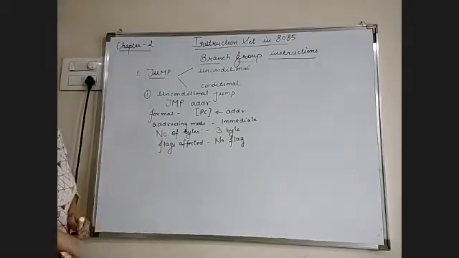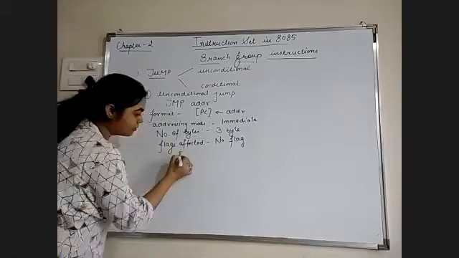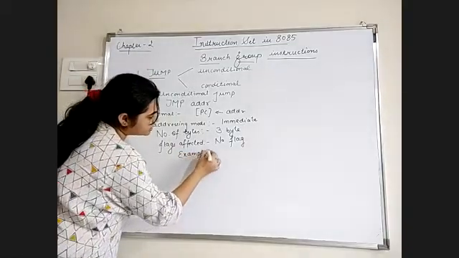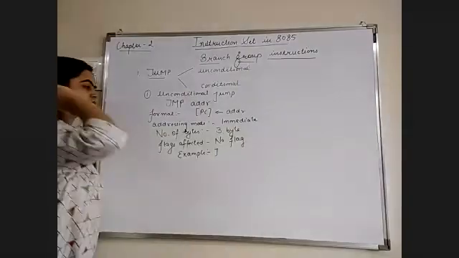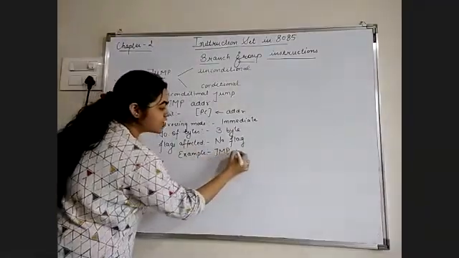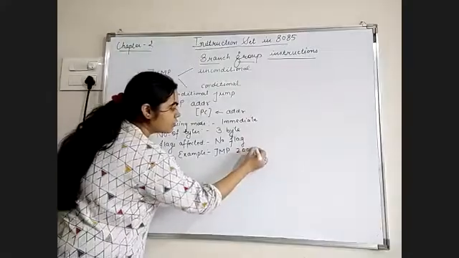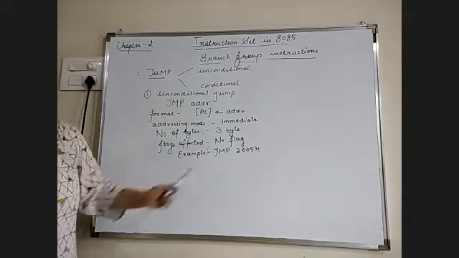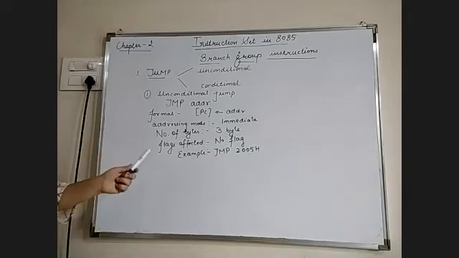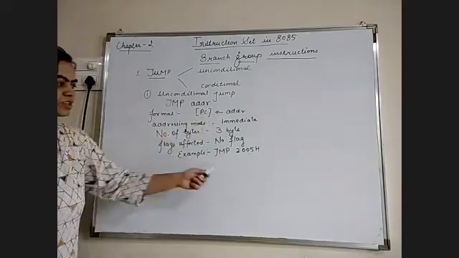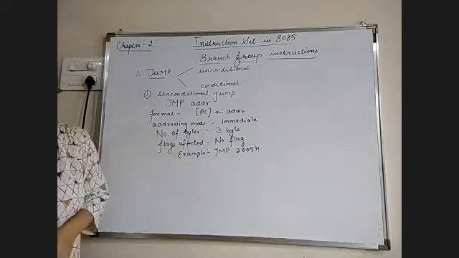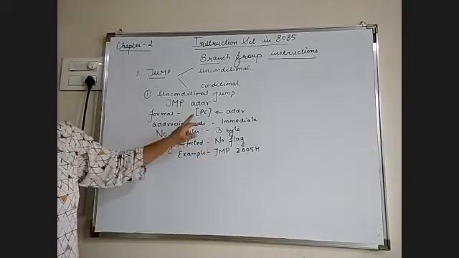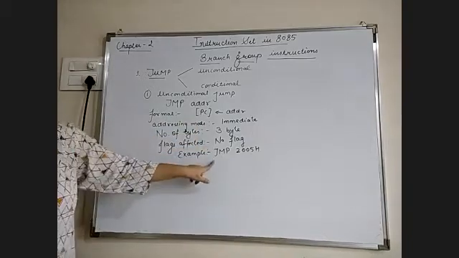Now come to the example part. We are talking about the unconditional jump. Suppose we have an instruction JMP 2005H in a program. This instruction will load the program counter with the address that is given in the instruction. Which address is given? 2005H. This address will be loaded into the program counter after the execution of this instruction.